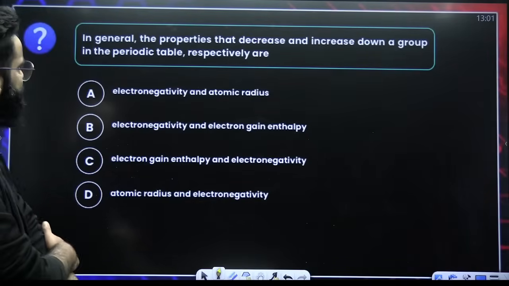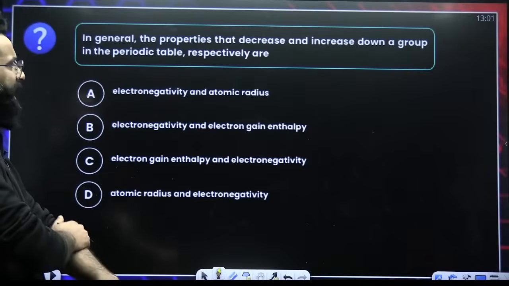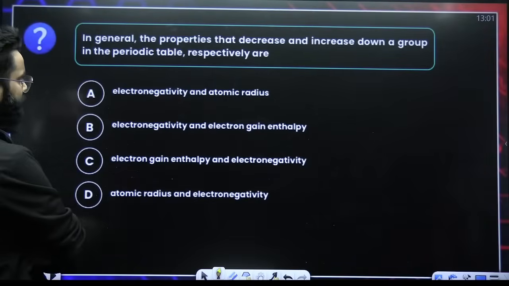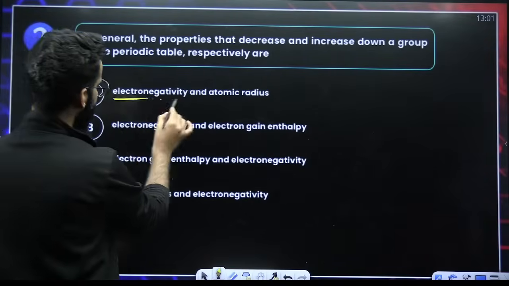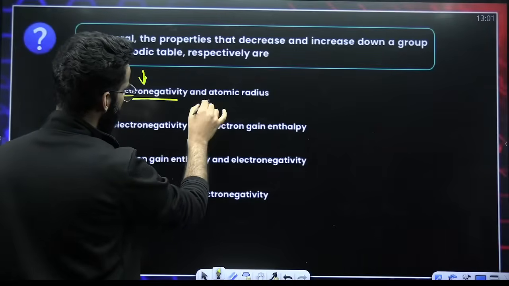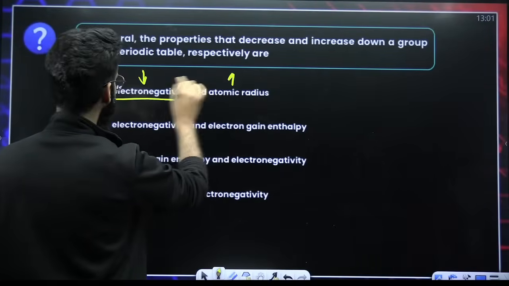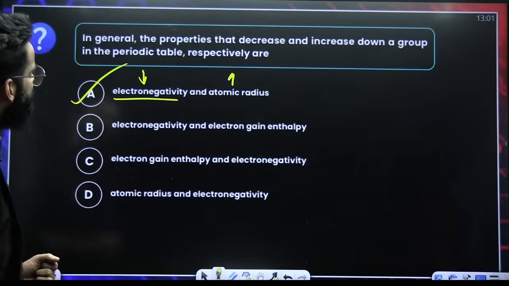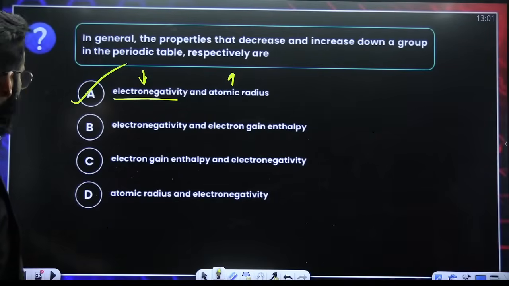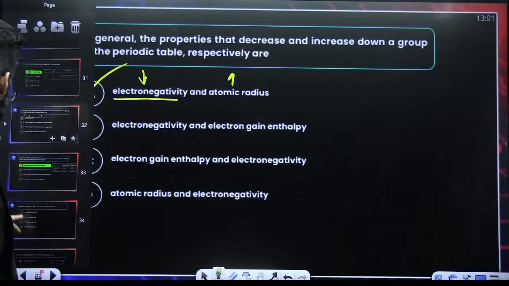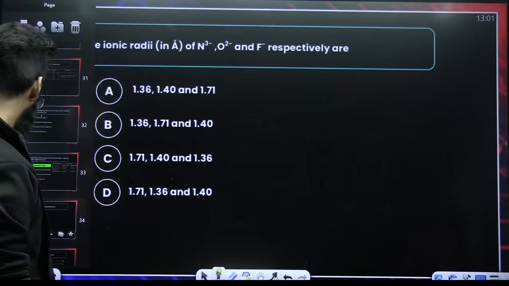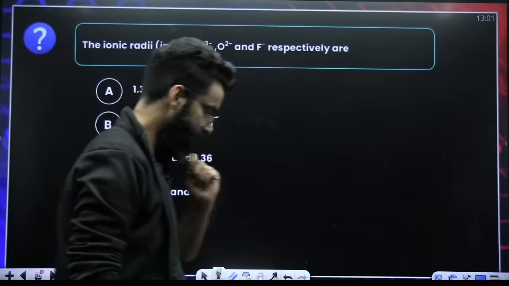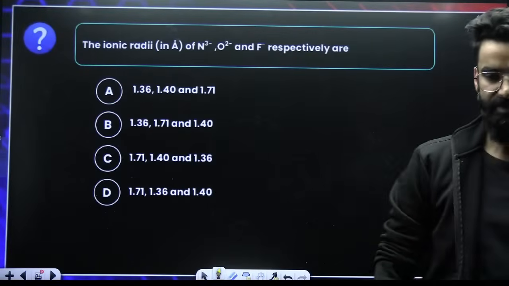In general, what is the property that decreases and increases down the group? Electronegativity down the group decreases. Atomic radius down the group increases. I think this is the answer. That's what you have to check. Okay, what about this one?